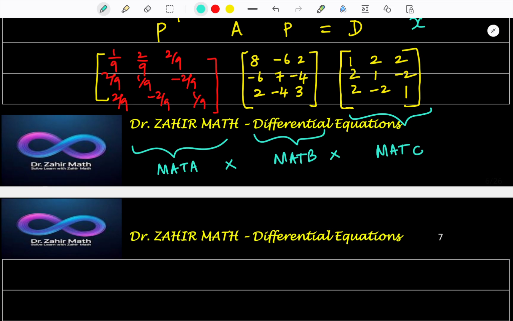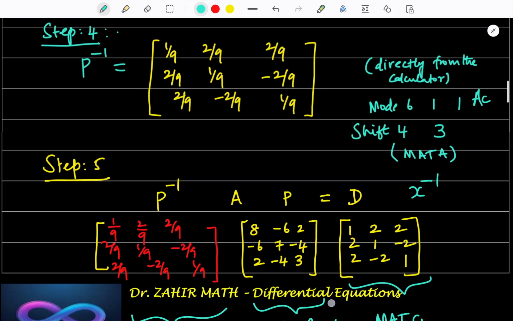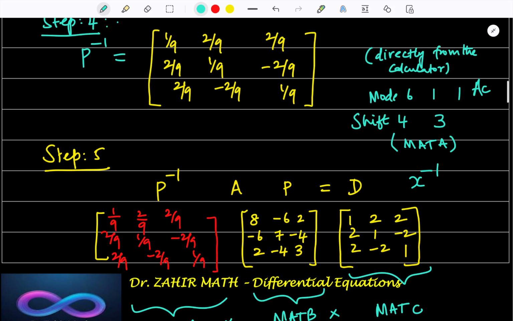Now first I'm going to give mat A. Mode and then 6 and then number 1, so 3 by 3 matrix, mat A. So which is 1 divided by 9 equal, then 2 divided by 9 equal, 2 divided by 9 equal. This is P inverse, right? Then next 2 divided by 9, use the divide symbol, press equal, then 1 divided by 9, 1 divided by 9. Then minus 2 divided by 9, press equal, 2 divided by 9, press equal, minus 2 divided by 9, then the next is 1 divided by 9. Now everything is inside for matrix P inverse, which is mat A.